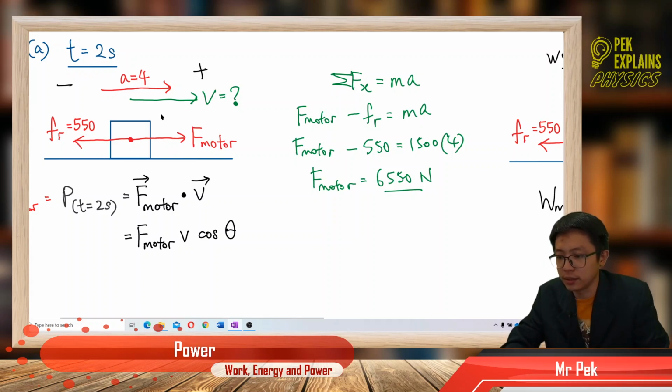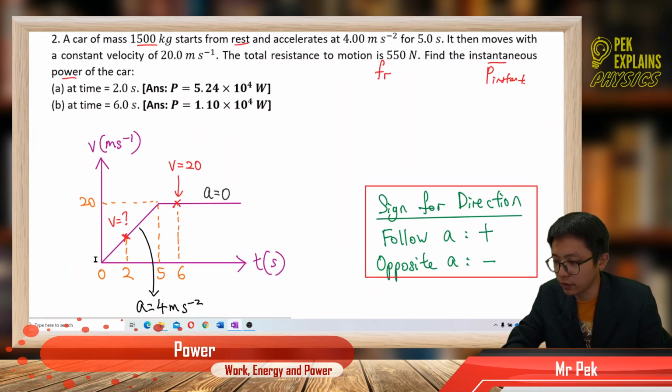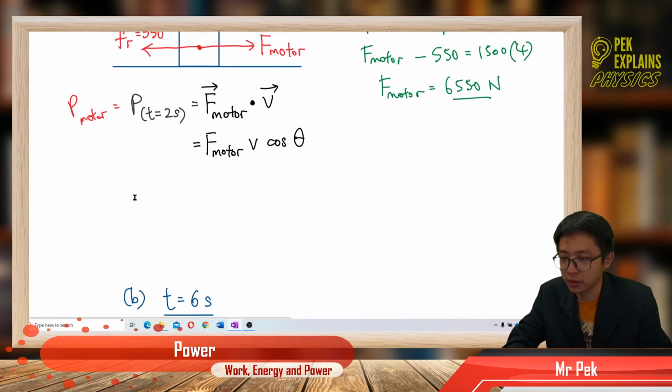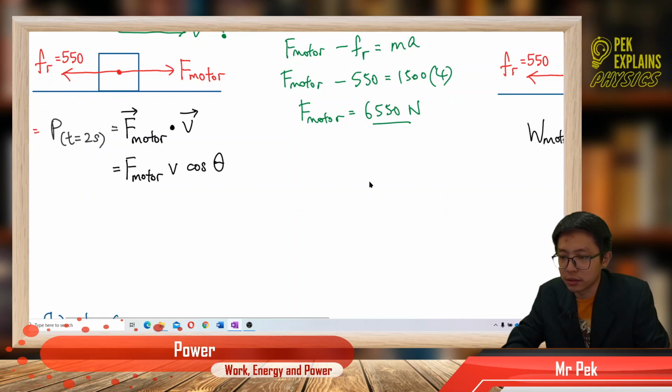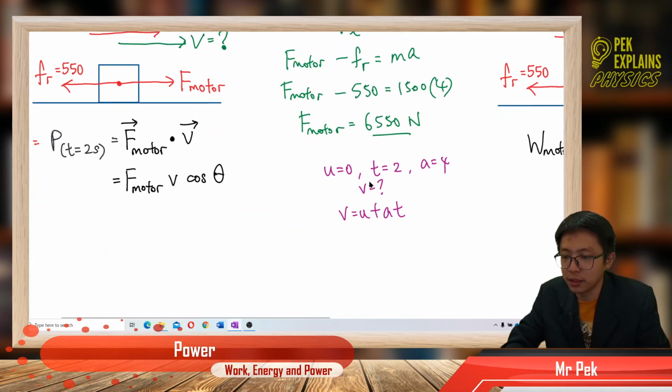So for the velocity at 2 seconds, we have the initial velocity, which is 0. Acceleration is 4. The time taken is 2 seconds only. So we find the final velocity, from 0 to 2 seconds. Just use the formula V equals U plus AT.